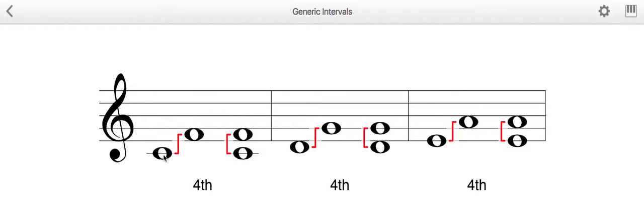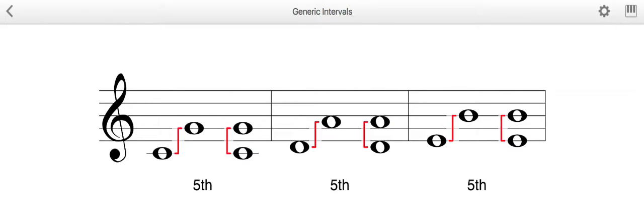Here we're going from C to F, counting up, 1, 2, 3, 4. It's a fourth. D to G is also a fourth. E to A is a fourth. Melodic intervals are played separately, harmonic intervals played the same time.